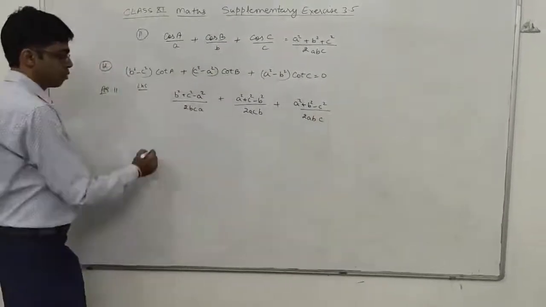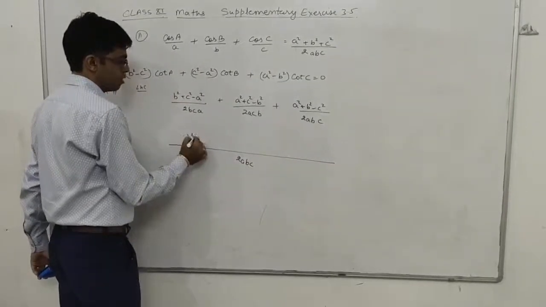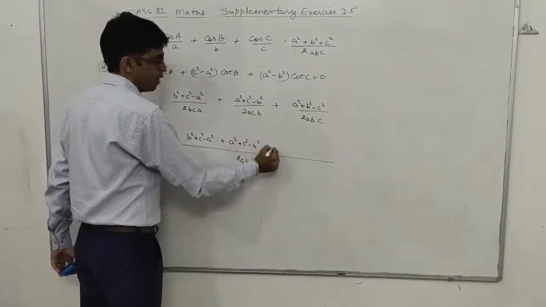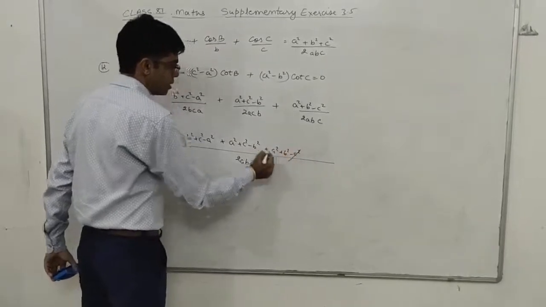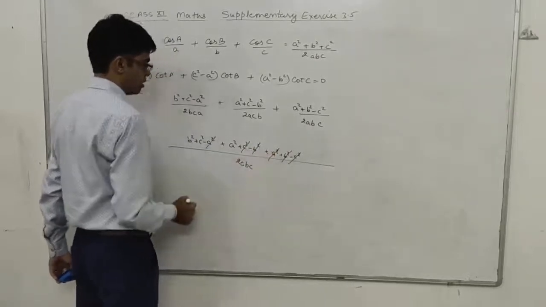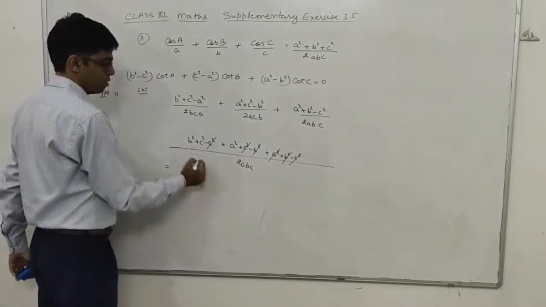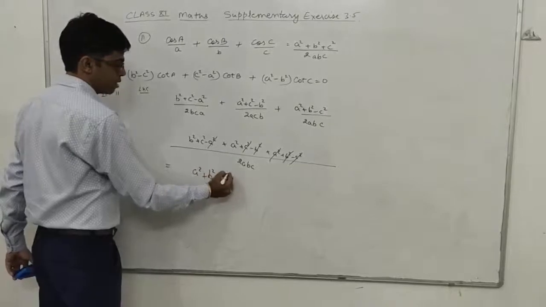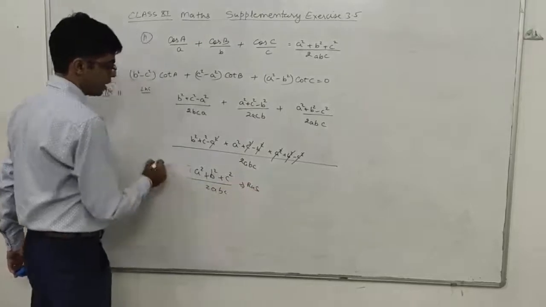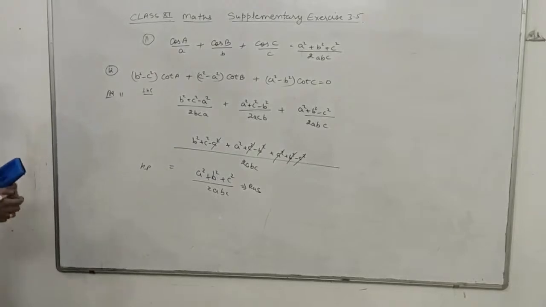Cos c is a square plus b square minus c square upon 2ab, and this one is c. Now take the LCM 2abc. So this is b square plus c square minus a square, plus a square plus c square minus b square, plus a square plus b square minus c square. The c square, a square and b square terms cancel out. Now what is that? b square plus c square plus a square upon 2abc, which equals the right hand side. So this is proved. Now question number 12. We will solve question number 12.